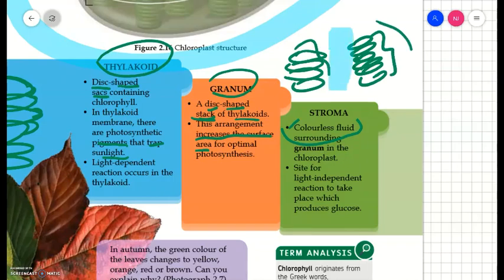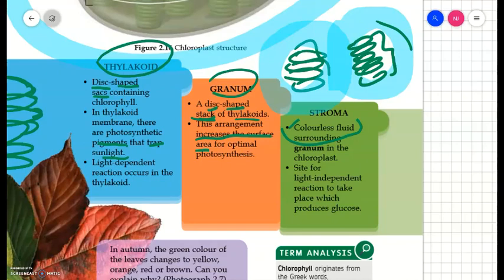Okay. So surrounding here yang cikgu colorkan warna blue color, with the blue color ni is actually it's colorless lah. It's colorless fluid. Stroma is actually a fluid. Okay, dia bukan spaces yang kosong. Stroma is a colorless fluid surrounding granum in the chloroplast. So, kalau thylakoid, it's a light dependent reaction occurs there. In the stroma, it is the site for light independent.